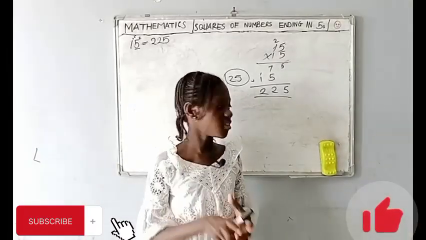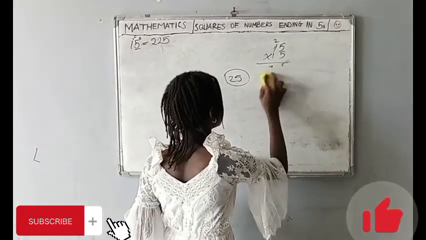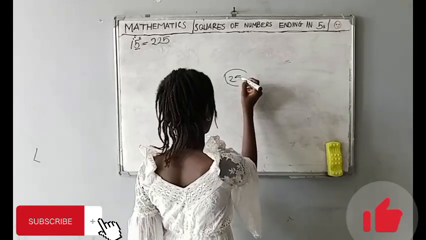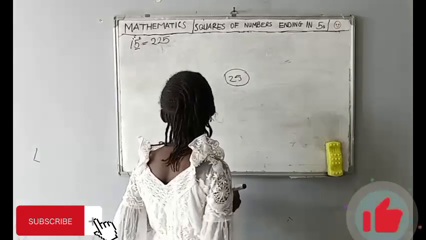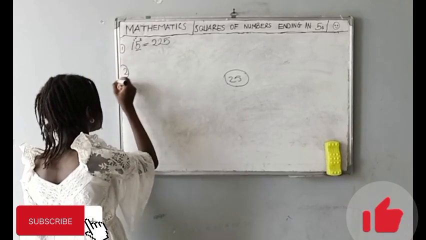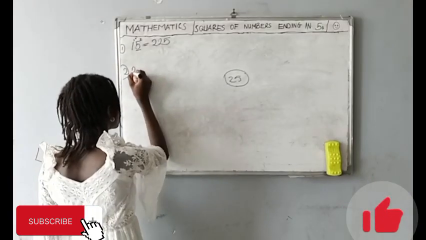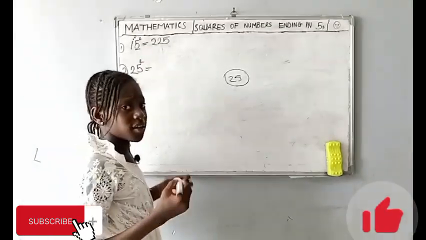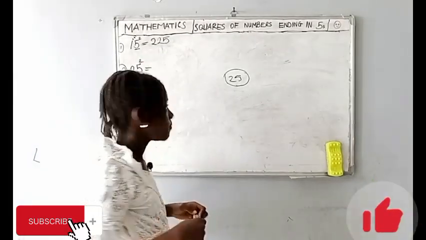Now let's try a second example. Still have this at the back of your mind. We're going to find 25 squared. 25 squared. What do you think that is?